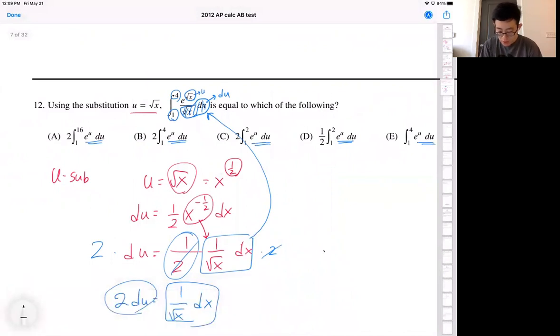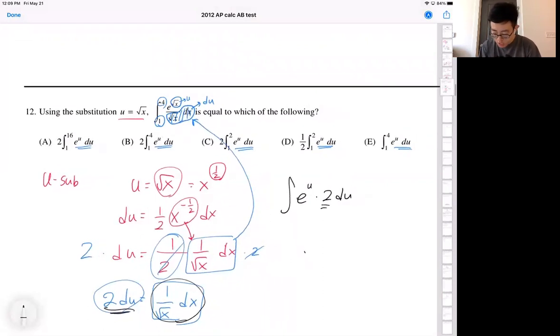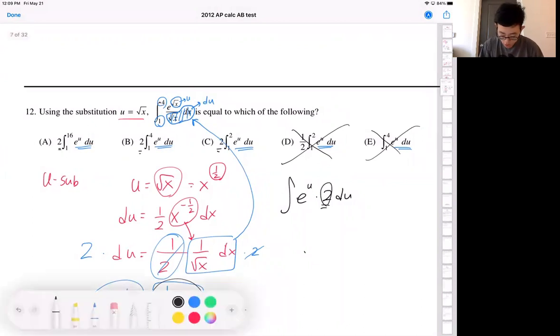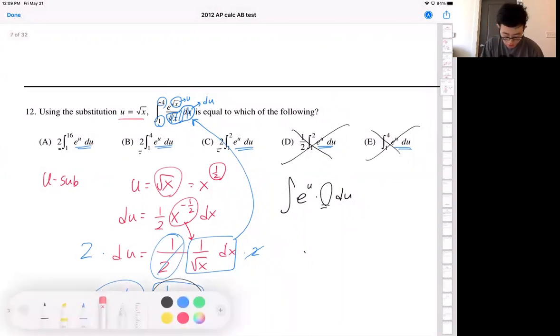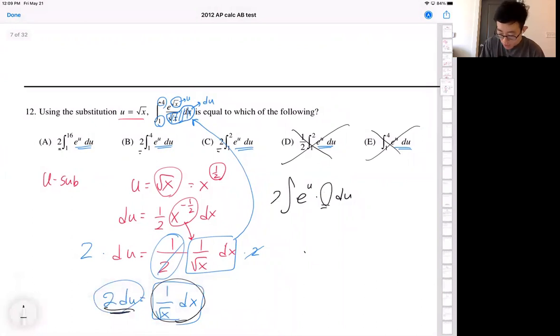So by substituting the 2 du in place of that, what I'm going to get is the integration of e to the power of u times 2 du. I need to have the 2 in there because this entire thing is represented with 2 du. So anything without this double portion, I'm going to erase, which is D and E. They don't have the little 2 in there. What you will notice in answer choices A, B, and C is that they all have that coefficient 2 outside of it, which is also one of those properties of integration. Any constant inside the integration, you can actually bring outside of the integration.